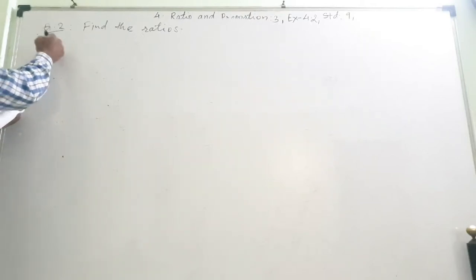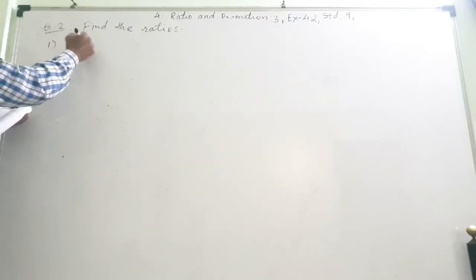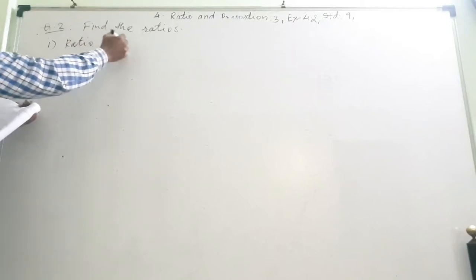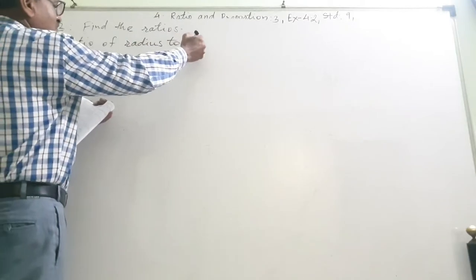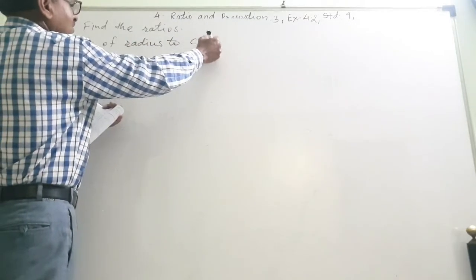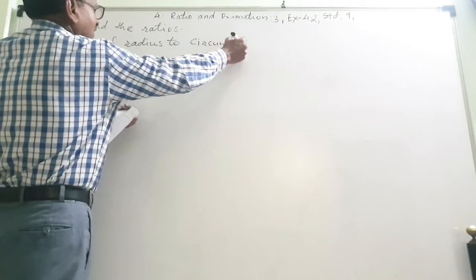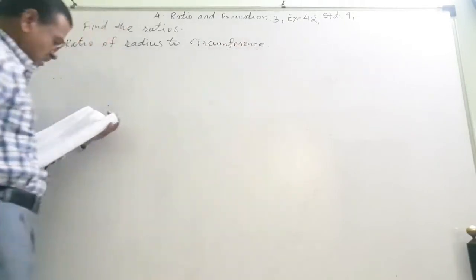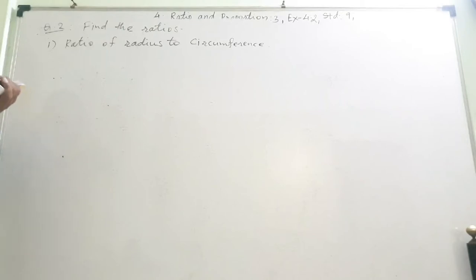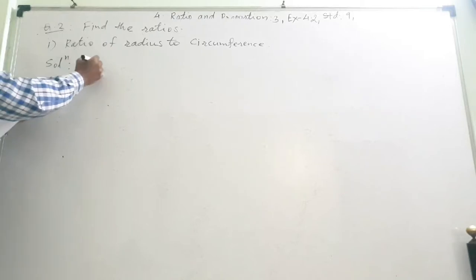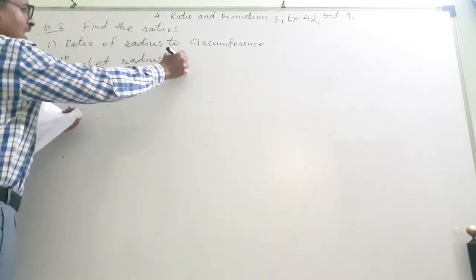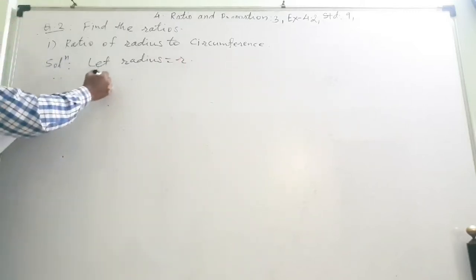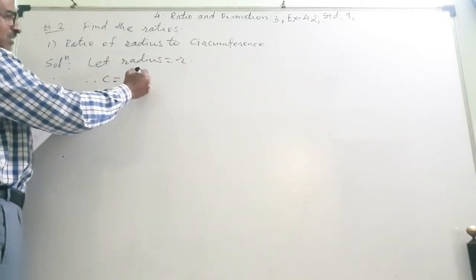Number 1. Ratio of radius to circumference. Radius to circumference means R to C. Solution. What is the formula for circumference? Let radius equal to R. Therefore, circumference C is equal to 2 pi R. This is the formula.